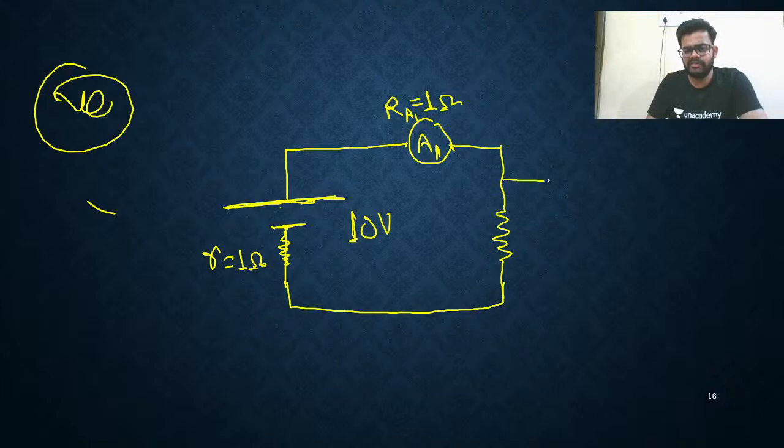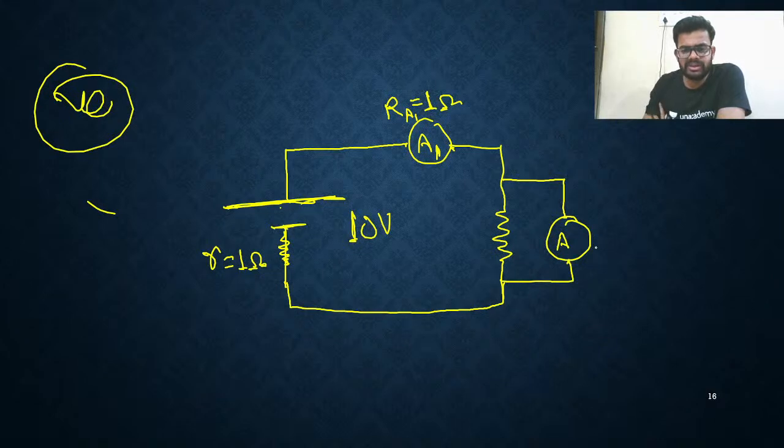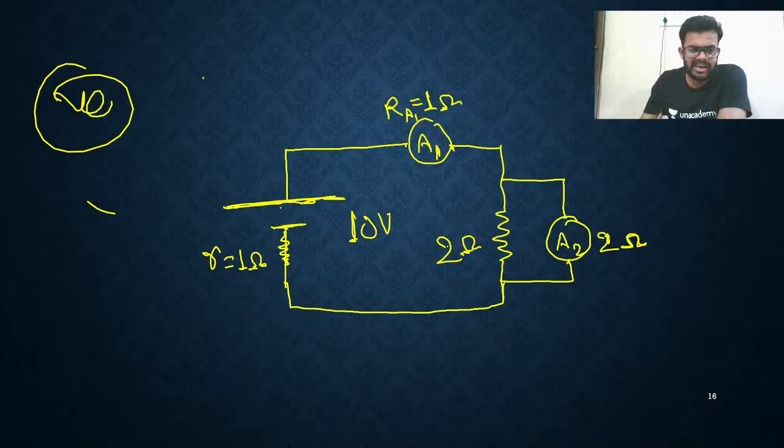Now I have connected one more ammeter here, and this ammeter has 2 ohm resistance, and this ammeter also has 2 ohm resistance. Both have 2 ohm resistances. Find the reading of ammeter A1 and A2.